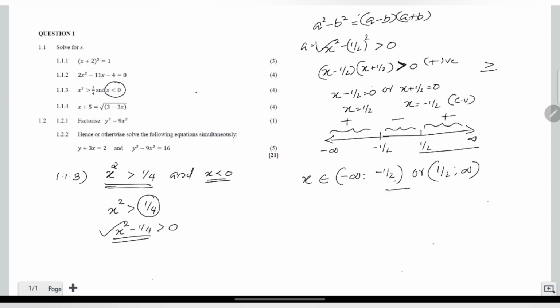But there is one condition. What is that condition? x less than 0. Isn't it? x must be negative. Negative means you have to ignore this one. Positive values are not applicable. So we have only one solution: x is an element of minus infinity up until minus half, all the negative numbers are the solution.